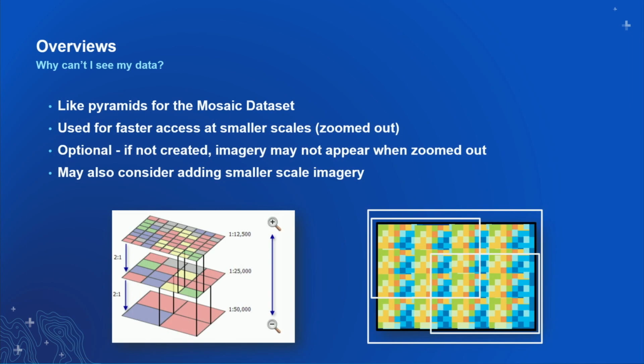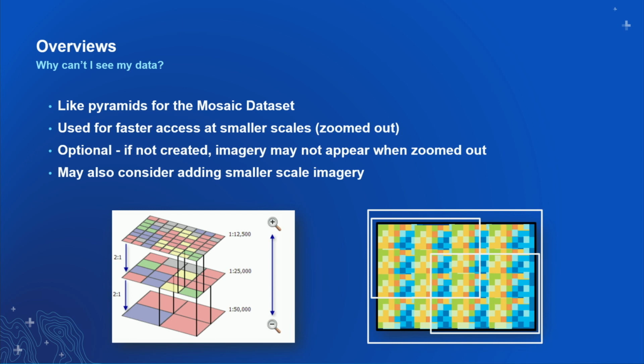And when we talk about overviews, we're sort of talking about pyramids, but for the mosaic dataset. So I was in tech support for a while before I moved into the role I'm in now. I'm a product engineer on the development team for raster. And one of the number one questions we got for mosaic datasets is, why can't I see my data, right? Either when I'm zoomed way in or when I'm zoomed way out.